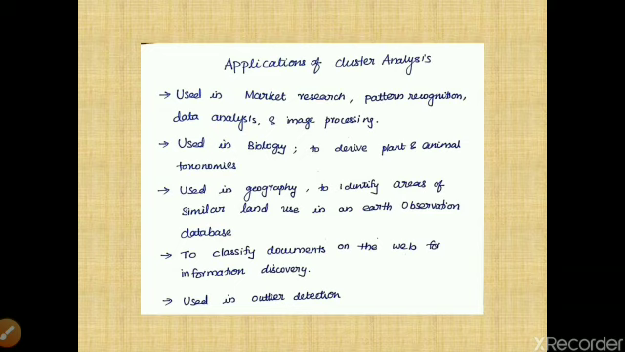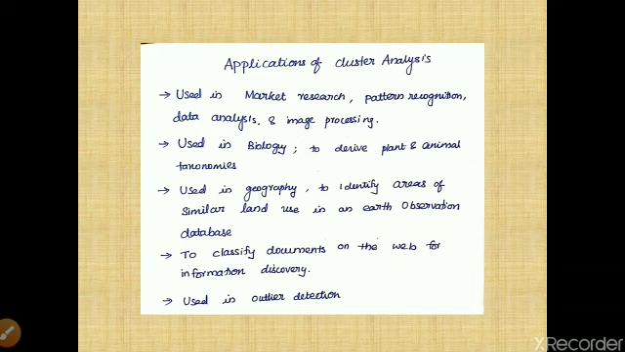Next, we use cluster analysis for pattern recognition and image processing, and it is used in biology to derive plant and animal taxonomies. Like the plant and animal kingdoms, which are classified as vertebrates, mammals and so on. This classification is done through similarities of behavior and genetic and other behavioral patterns. So it is used in biology also.